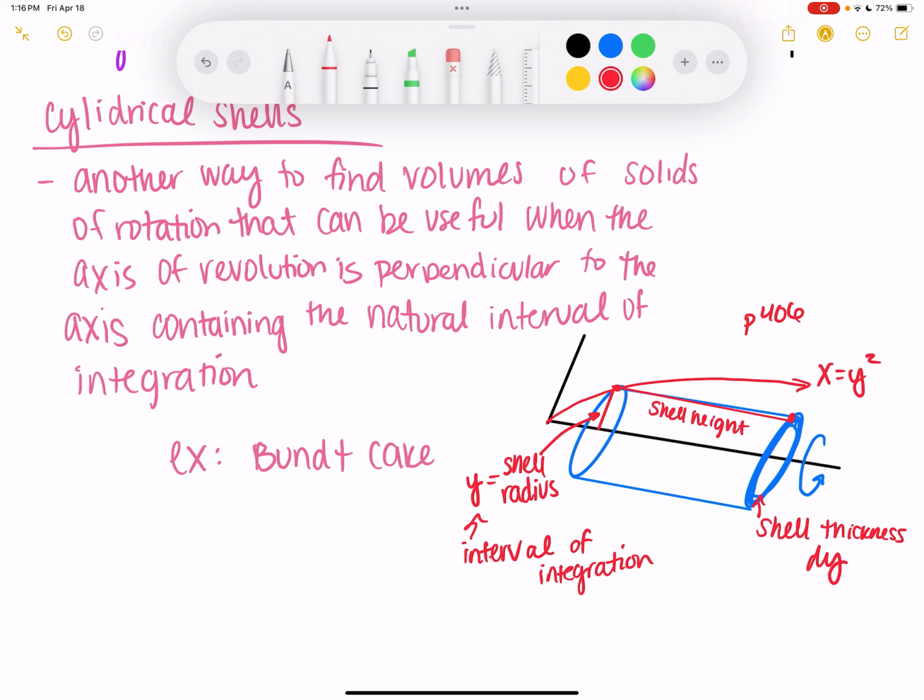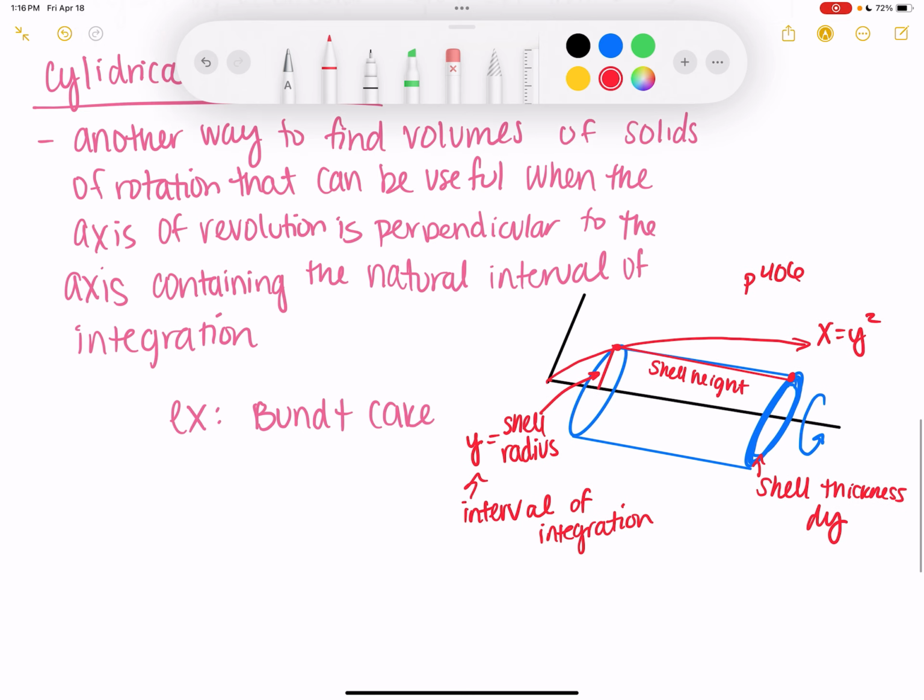So then the formula for this one is V equals, this one's probably my least favorite, 2 pi times the shell radius times the shell height times dy.